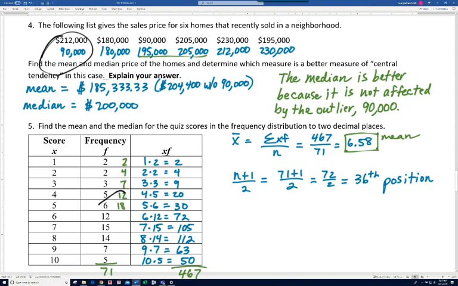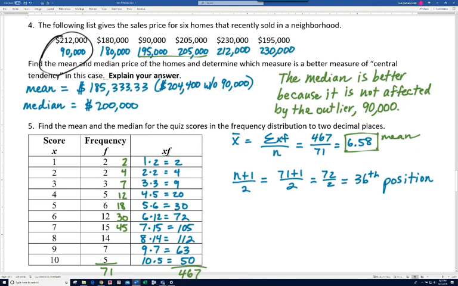12 plus 6 gives us 18. And 18 plus 12 gives us 30. Just adding those numbers. And 30 plus 15 is 45. And notice we have now passed the 36th position. The last 7 is in the 45th position.